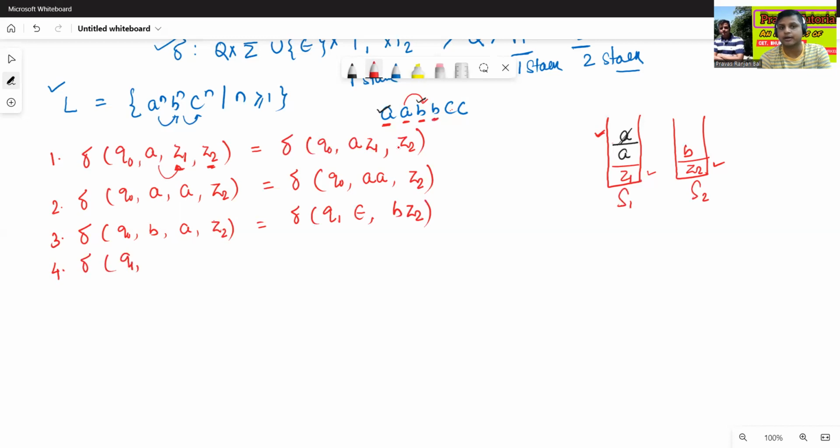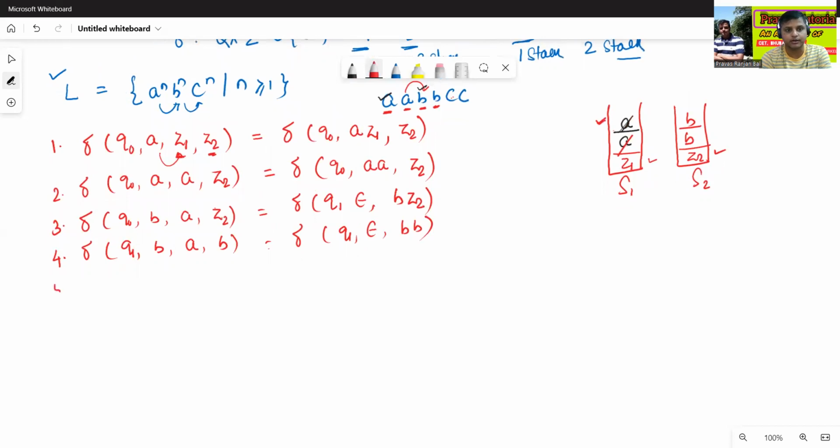The fourth one, delta Q1. Then it will read B. What is the top of the stack? A. Here the top of the stack is B. Then delta Q1: here B will pop the A, and then B will push on the second stack, which means B, B.